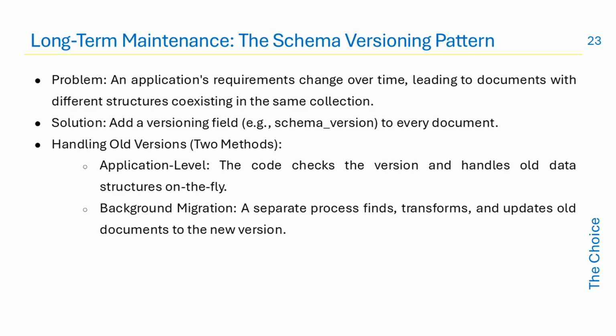The core idea is simple. You add a versioning field, like schema_version, to every document. When you introduce a breaking change to the schema, all new or updated documents are written with the new version number. There are two main strategies for handling old documents. First, your application code can do it on the fly, transforming data in memory. Second, you can run a background migration script that finds and updates all old documents in the database. This pattern is essential for maintaining stability in a production environment.